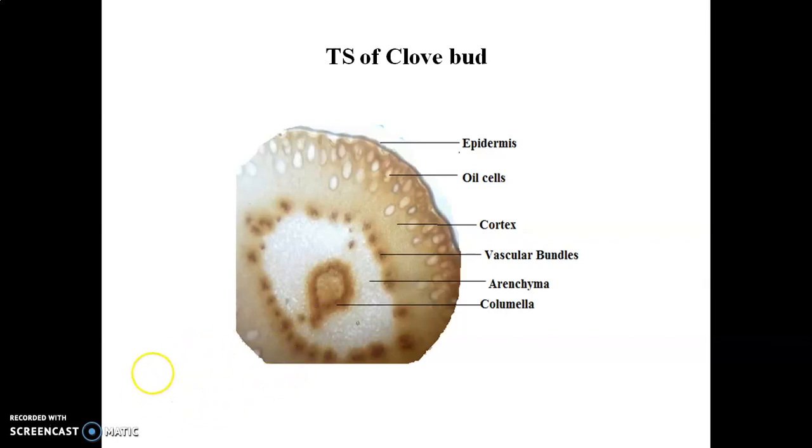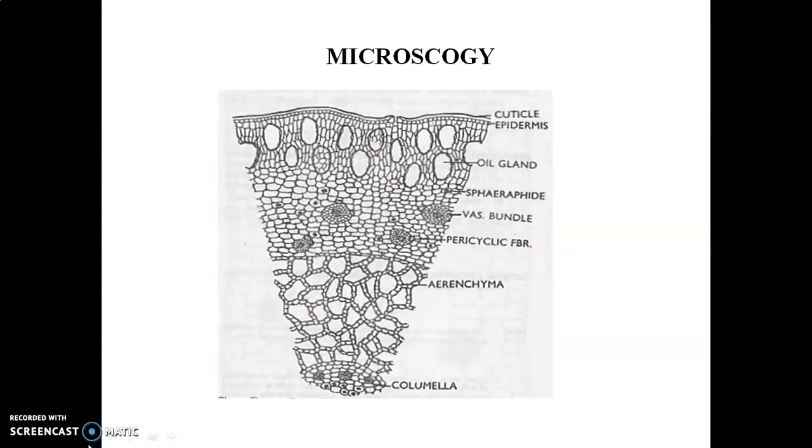After taking the transverse sections of the clove flower bud, we see the transverse section like this, where we have taken the transverse section which passes through the hypanthium. So this transverse section indicates the hypanthium portion. In that, the parts like epidermis, oil cells, cortex, vascular bundles, parenchyma as well as columella can all be observed in the microscopy of this clove bud. Now we will see in detail all these parts.